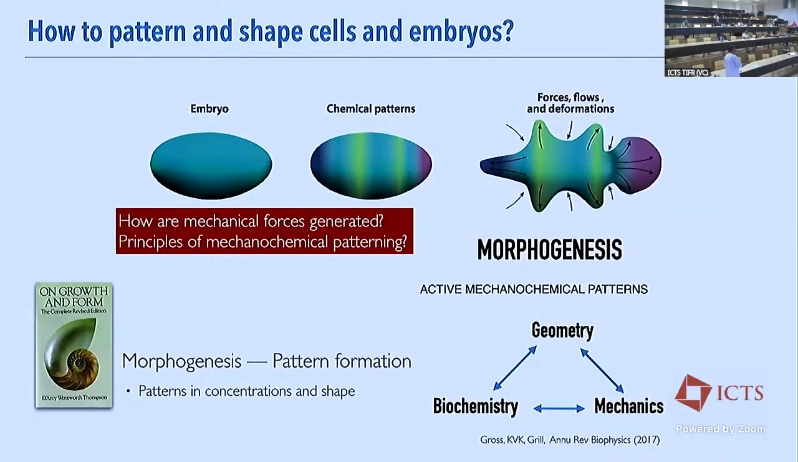So the central question has two parts. One is, where do you get mechanical forces in cells and tissues? And what are the principles behind mechanochemical patterning? That's the kind of picture that I work on. I look at the intersection between geometry, mechanics, and biochemistry. I'm not a biochemist. Biochemistry for me is just nonlinear chemical reactions.